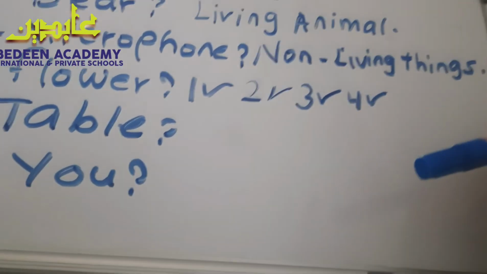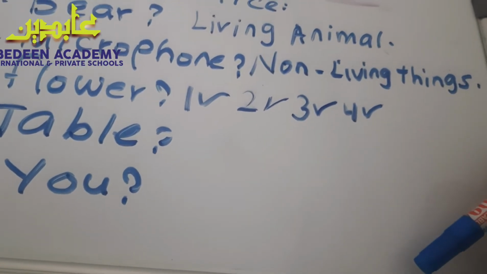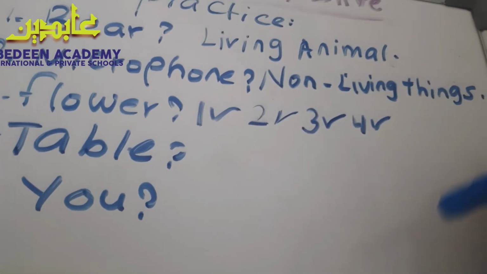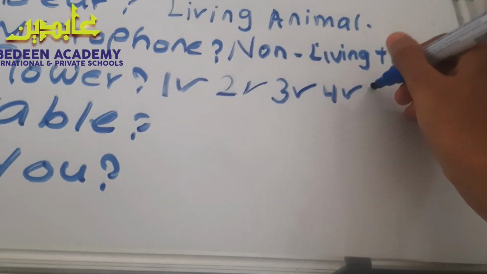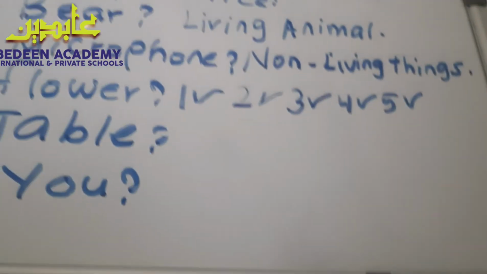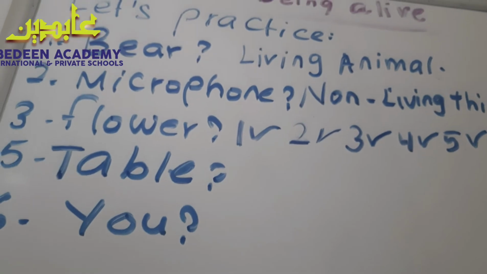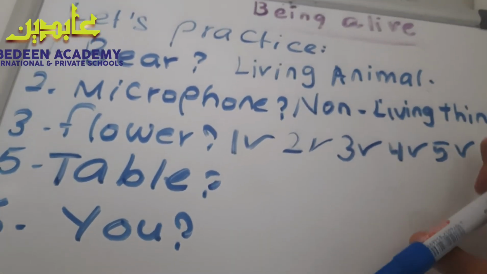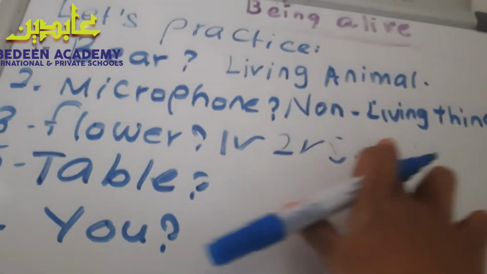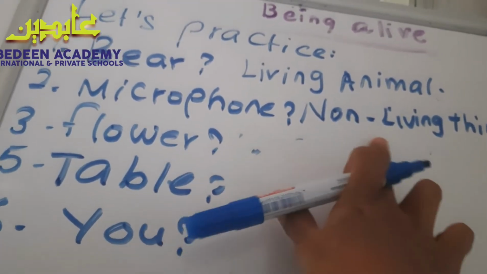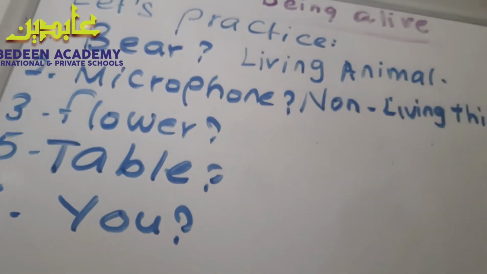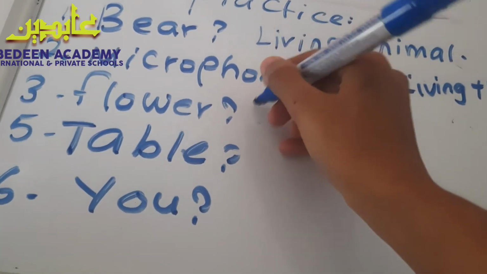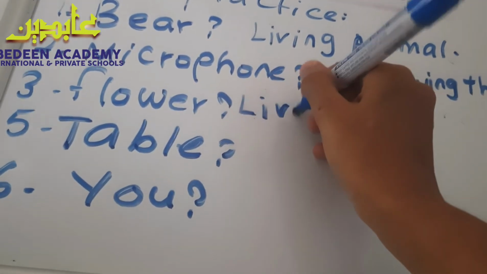And lastly, does a sunflower need nutrients? And you need to feed them? Yes, of course, we need to water them. They need the sun to get their nutrients, right? So, since sunflower checked all 5 elements, what do you think? Is a sunflower a living thing or a non-living thing? What do you think? It is a living plant, right? So it is a living plant.